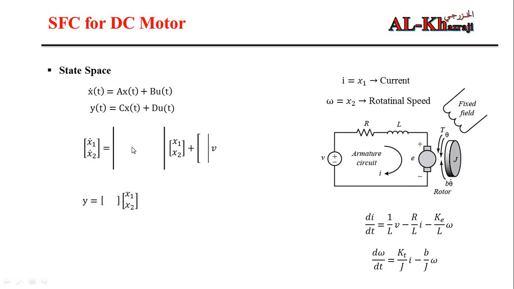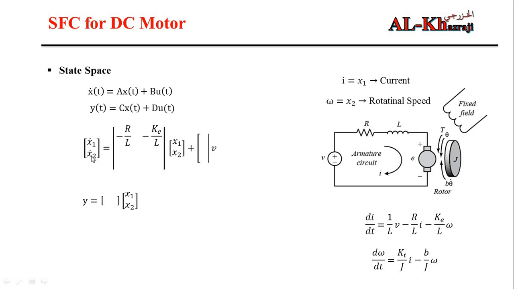And A is the matrix that represents the relationship between the derivative of state and the state itself, which is x1, x2. So in terms of the first term, x1, the current, what's the relationship between the derivative of current and the current? If we go to this equation, this is the derivative of current and this is the current. So the coefficient is minus R divided by L. So we will put this term. Now, what's the relationship between the derivative of current and omega? This is omega and this is the derivative of current. So minus Ke over L.